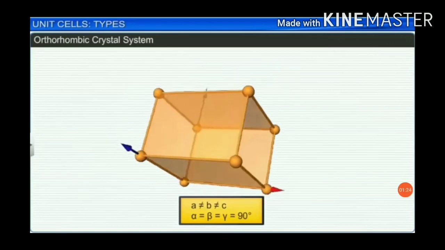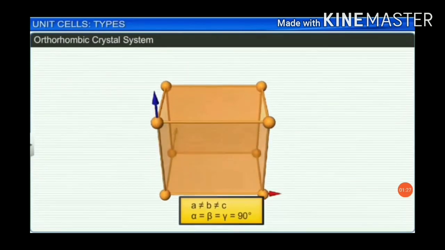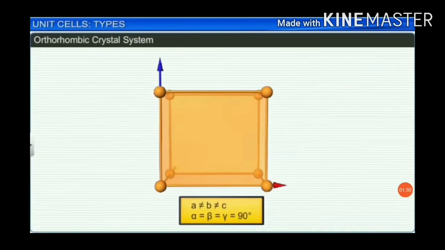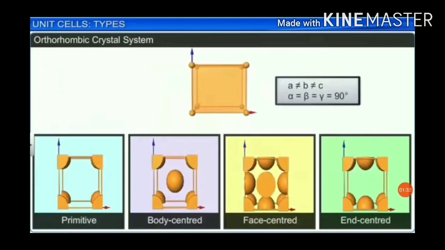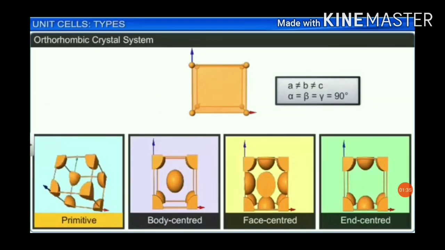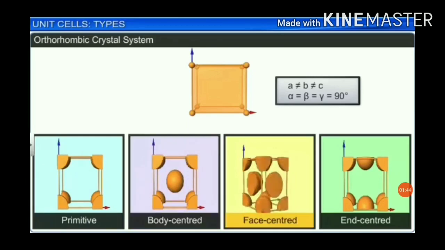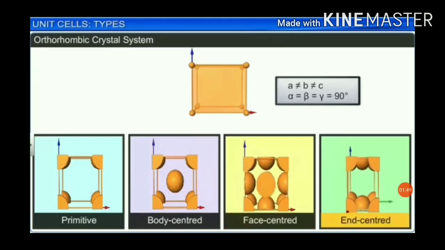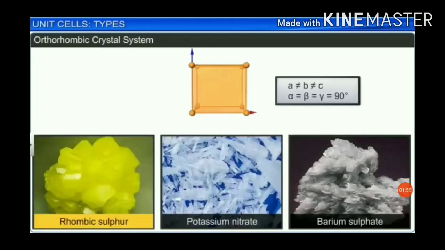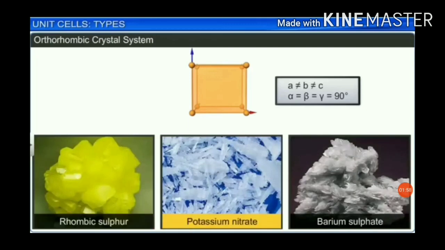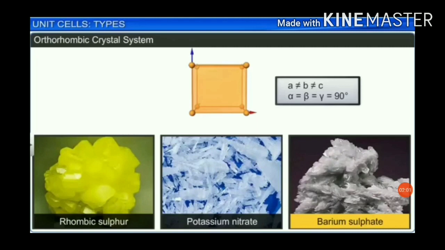The third one is the orthorhombic crystal system. In this, a is not equal to b, which is not equal to c, and alpha equals beta equals gamma equals 90 degrees. The possible variations are primitive, body-centered, face-centered and end-centered. That means all centered unit cells and the primitive unit cell are included in this crystal system. Examples: rhombic sulfur, potassium nitrate and barium sulfate.